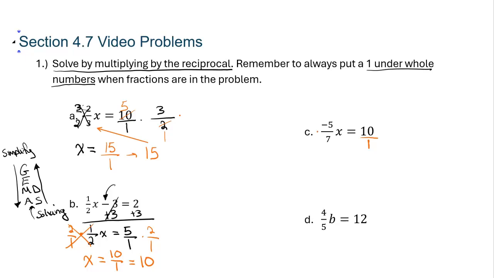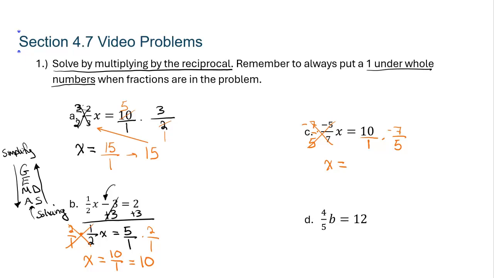So the reciprocal is 7/5 times -7/5. Remember that negative can go in the top, in the middle, or in the bottom. I'm keeping it in the top, just personal preference. Either way is totally fine. So that cancels, and I'm left with x equals.